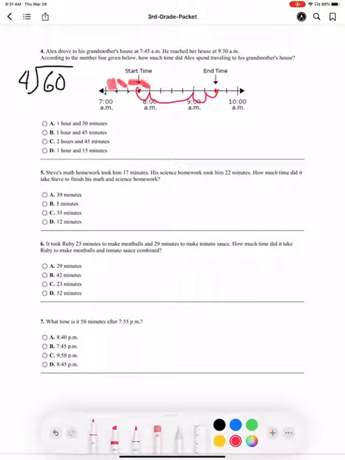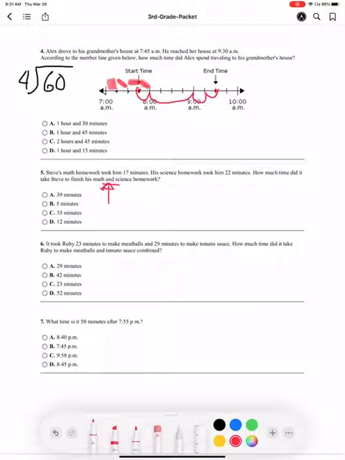This one here, Steve's math homework took 17 minutes. His science homework took him 22 minutes. How much time did it take Steve to finish his math and science? I'm going to leave it alone right there for you. It just says and. Should be easy. As long as you remember what and means, you should be able to solve that one.